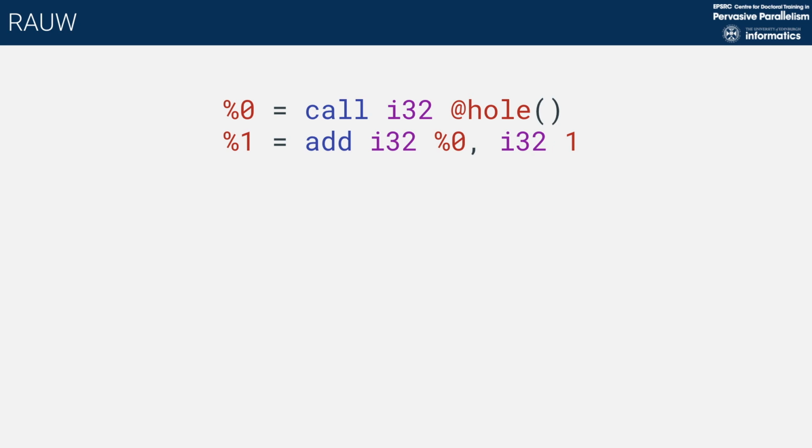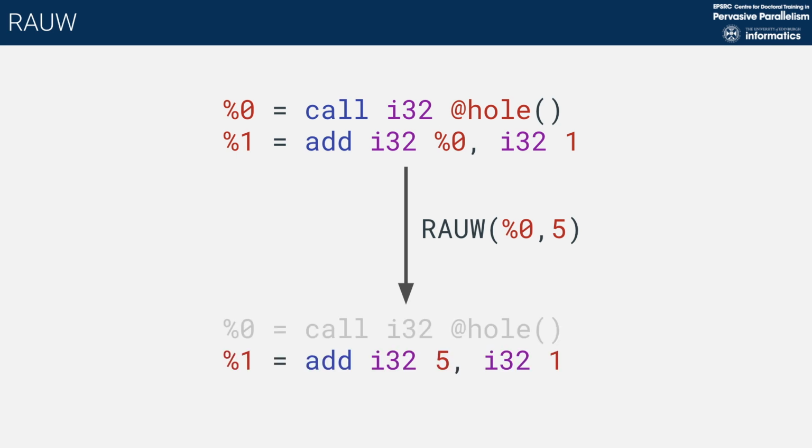LLVM provides a primitive transformation called replace all uses with, or RAUW. The semantics of RAUW are simple. It replaces every instance of a particular SSA value in the program with another value. For example, looking at the code at the top of the slide, if we want to replace all uses of the value %0 with the integer literal 5, we get the resulting program at the bottom. Crucially, the original value %0 is now never used anywhere else in the program and can be removed as dead code.